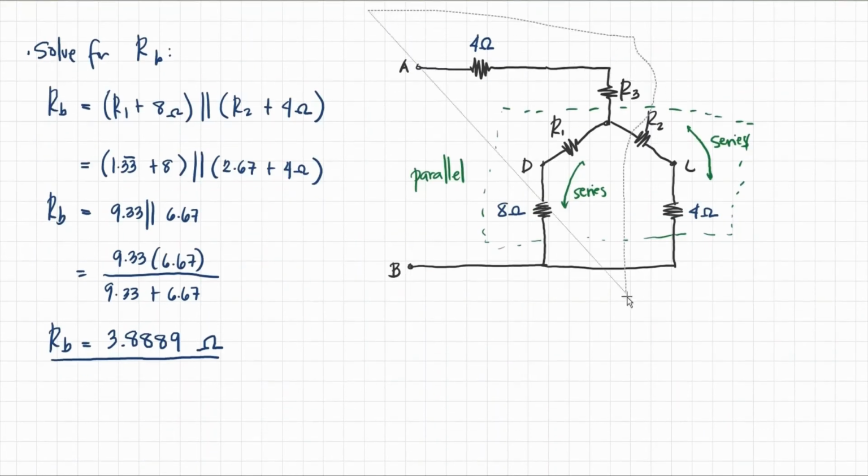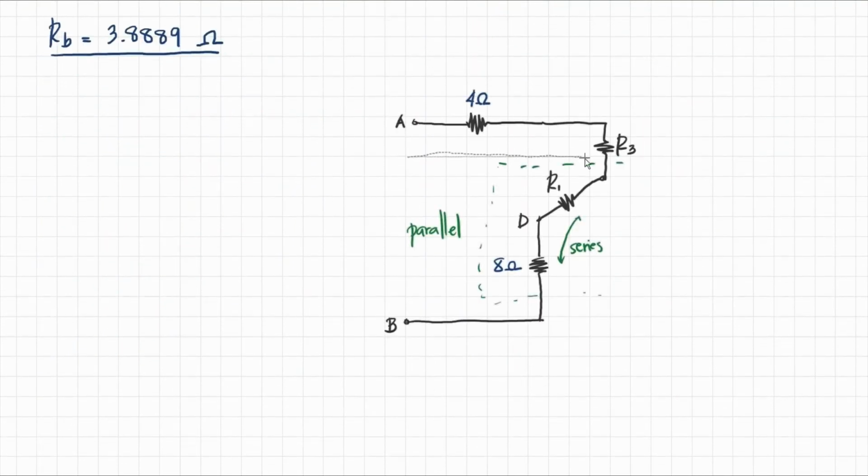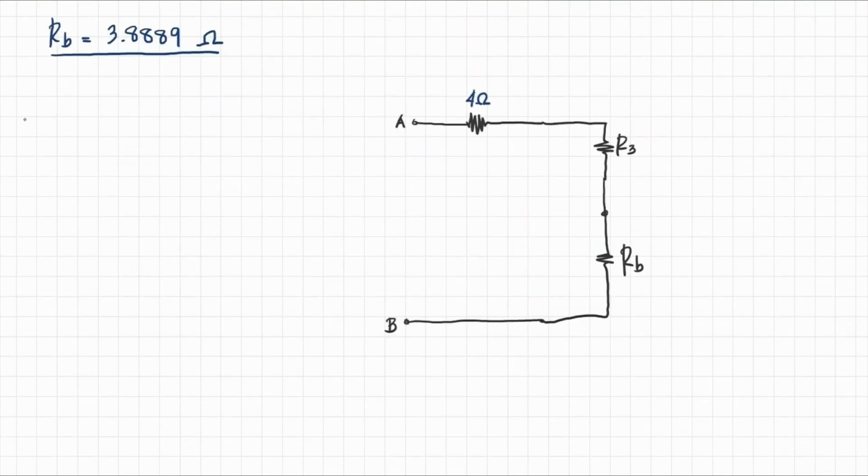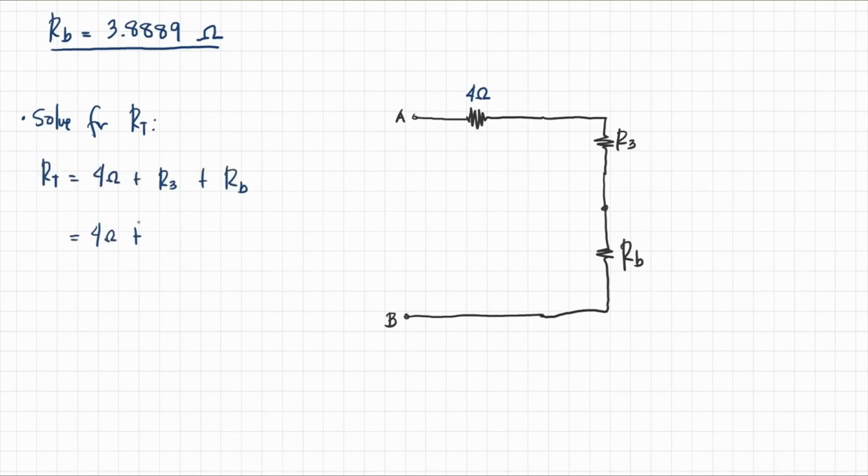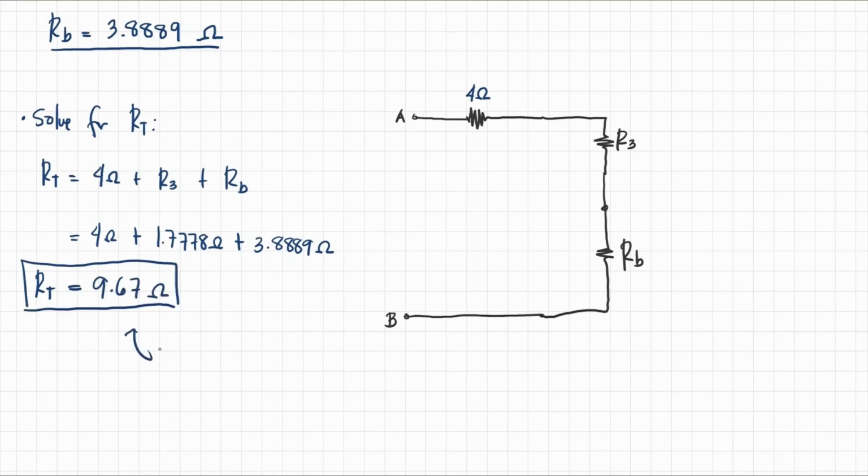Now we can redraw once again the connection, replacing the network with RB. And we can now observe that it's a simple circuit. It's just a series of 4 ohm, R3, and RB. So we just have to substitute the values and add them together. So the value is 1.77 plus 4 plus 3.889. Then RT, the total, is 9.67 ohms. So that is the same as the previous solution.